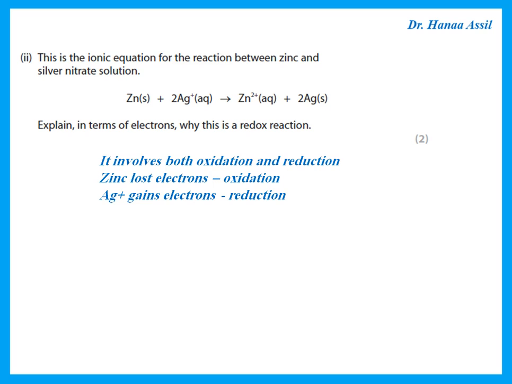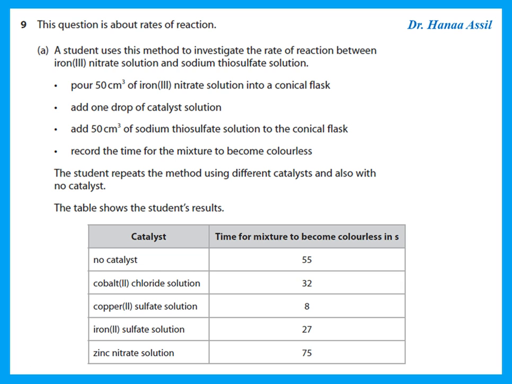Zinc changed into zinc 2 plus. In order to change into zinc 2 plus, it lost electrons or increase in oxidation number. So zinc to zinc 2 plus, that is oxidation. Then Ag plus to Ag, what happened? The Ag plus gained electrons, or there is a decrease in oxidation number, so that is reduction.